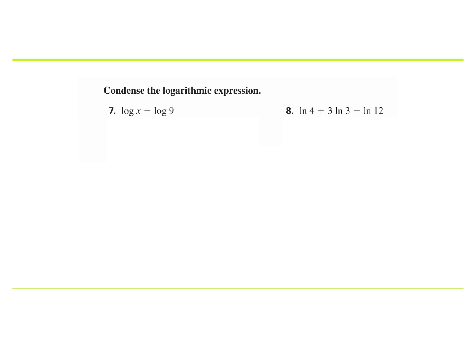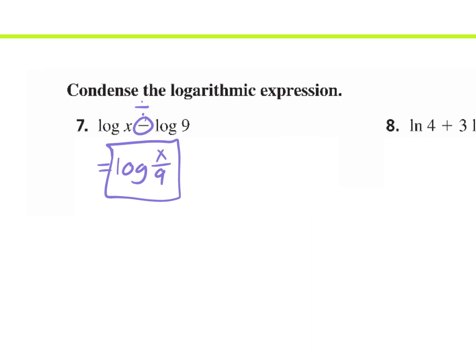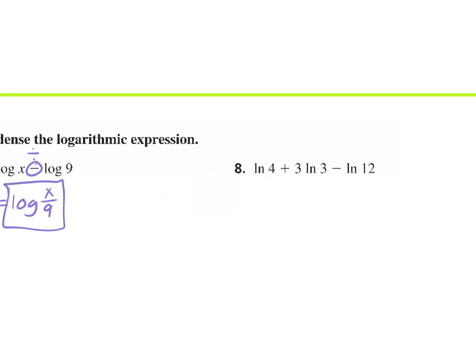So in this one, number 7, I see what operation between that log of x and that log of 9. That is a subtraction, and that subtraction is going to tell us to divide. So this is going to become log of x divided by 9. That's the only operation that I see. I don't see anything else going on here, so there's nothing really special with this one. It just becomes this.